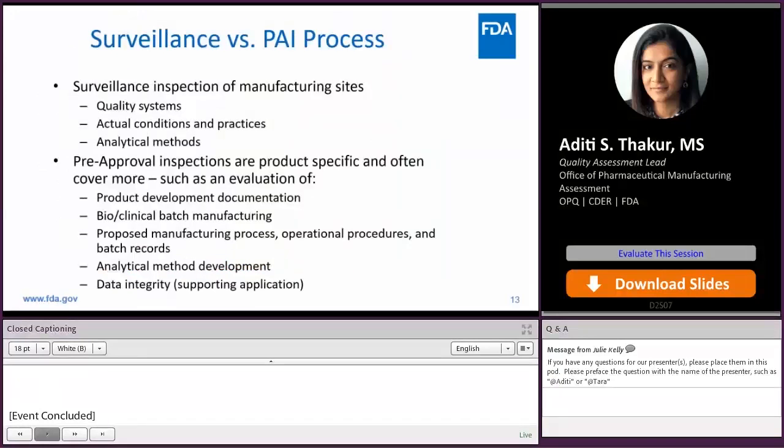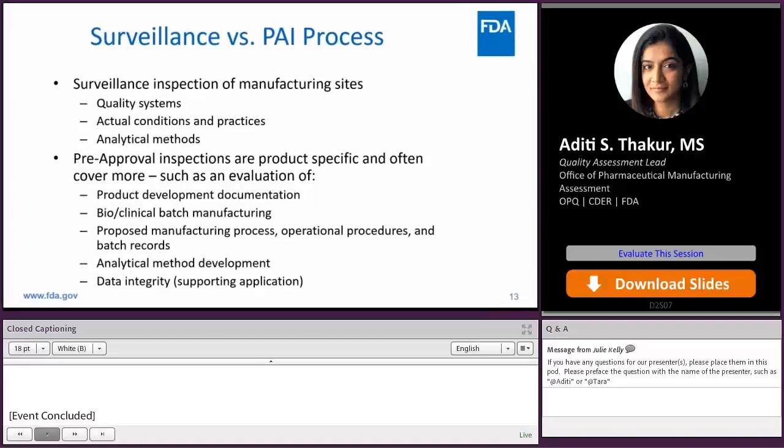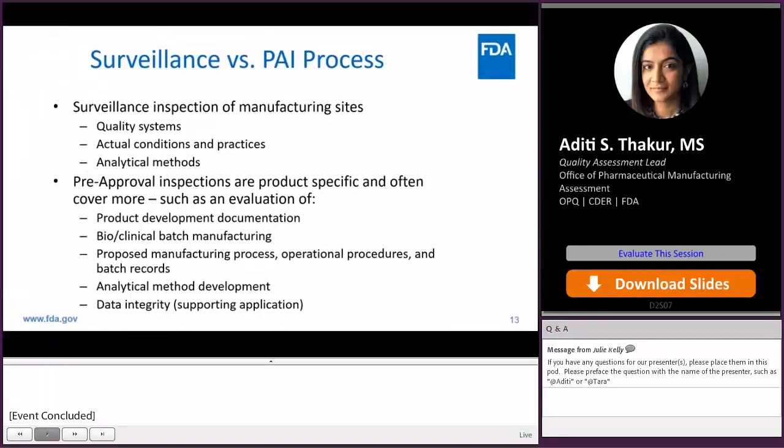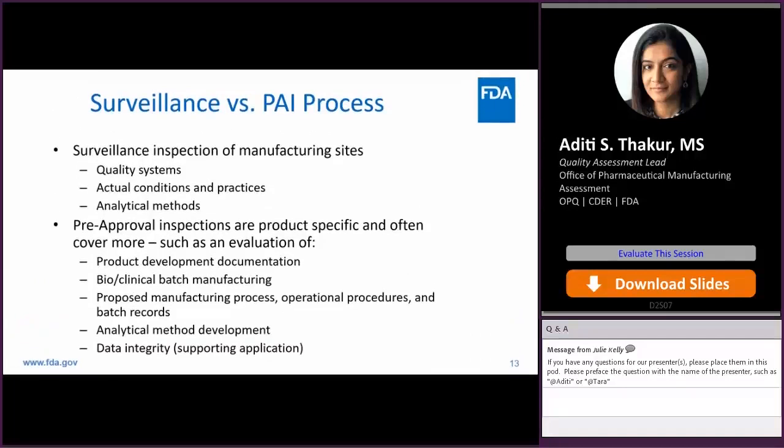The difference between the surveillance and PAI process lies in that surveillance inspections of the site cover all six systems, including the quality system. They observe the actual conditions and practices at the facility. The PAI is rather product specific and covers portions of the submission like product development documentation, biobatch manufacturing data, proposed manufacturing process, operational procedures, and batch records. In addition, it also covers analytical method development, investigations, and data integrity, which means comparing the data submitted in the application with the raw data that is available at the site.